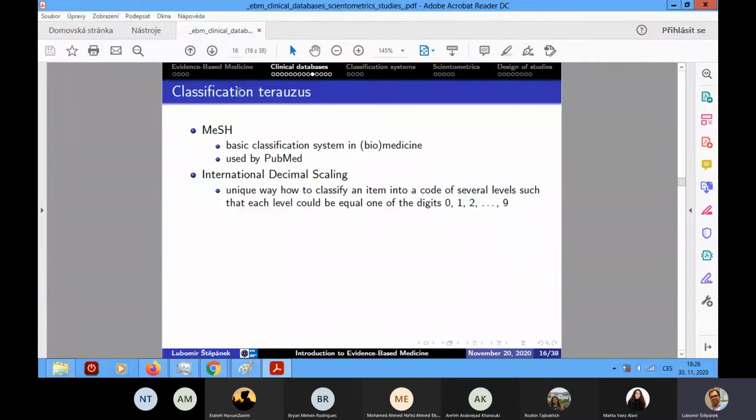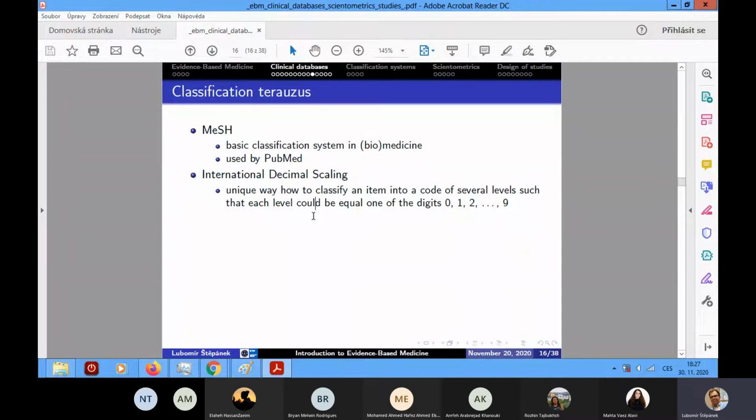Okay, then you go to MeSH. I already talked about it: the Medical Subject Headings. It's a classification system in biomedicine, used primarily by PubMed. It's translated to some local languages, like Czech by Medvik and so on. So it's the MeSH thesaurus, an important one.